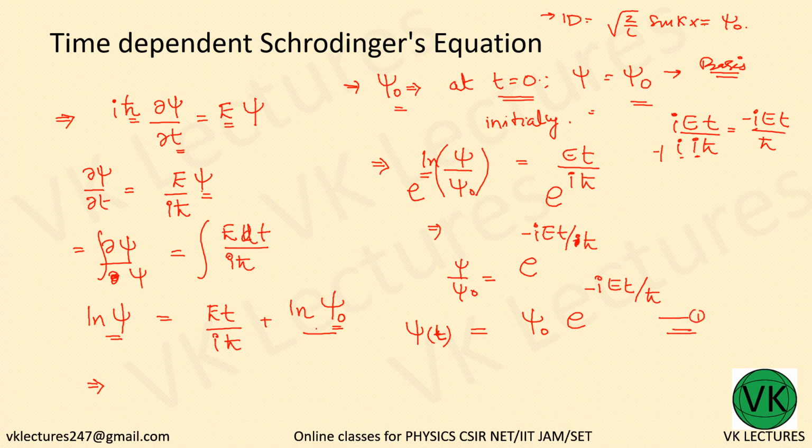Now if you put a time t equal to 2t naught, you will get another wave function. You just have to substitute it.